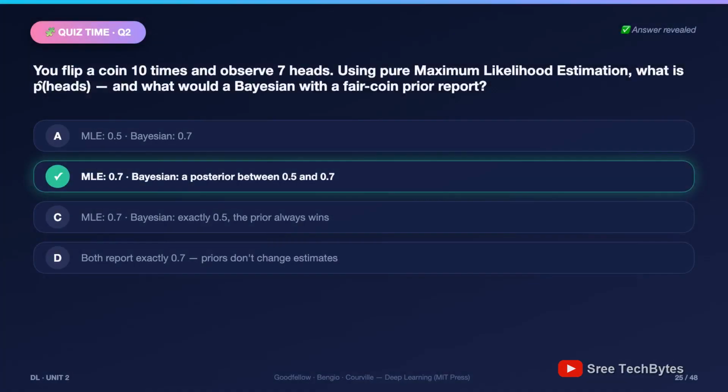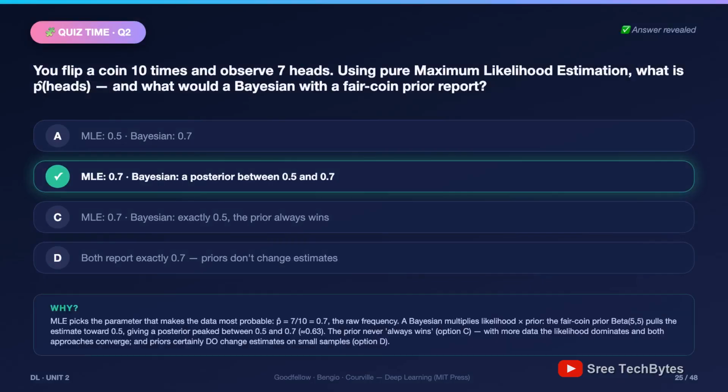The answer is B. MLE says 0.7. The Bayesian reports a posterior between 0.5 and 0.7. MLE is pure frequency, 7 out of 10, 0.7, the value that makes the data most probable. The Bayesian multiplies that evidence by the fair coin prior, which pulls the estimate toward 0.5, landing around 0.63.